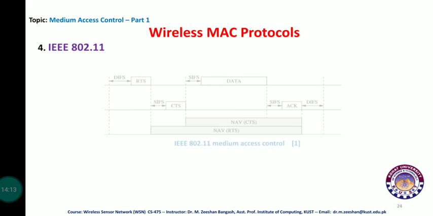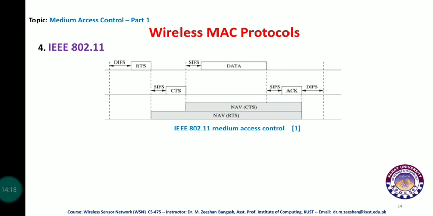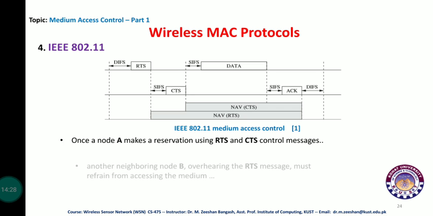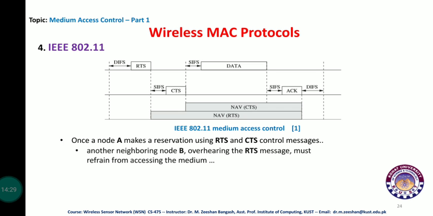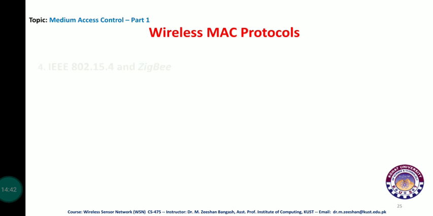Now this is the IEEE 802.11 medium access control diagram, which we have discussed. Once a node A makes a reservation using the RTS or CTS control message, another neighboring node B will overhear this RTS message, and it will not transmit in the medium until node A's transmission has completed and it is acknowledged.